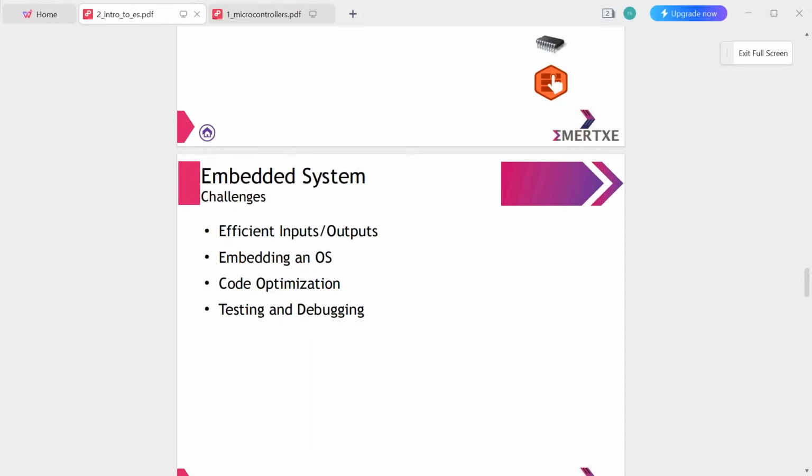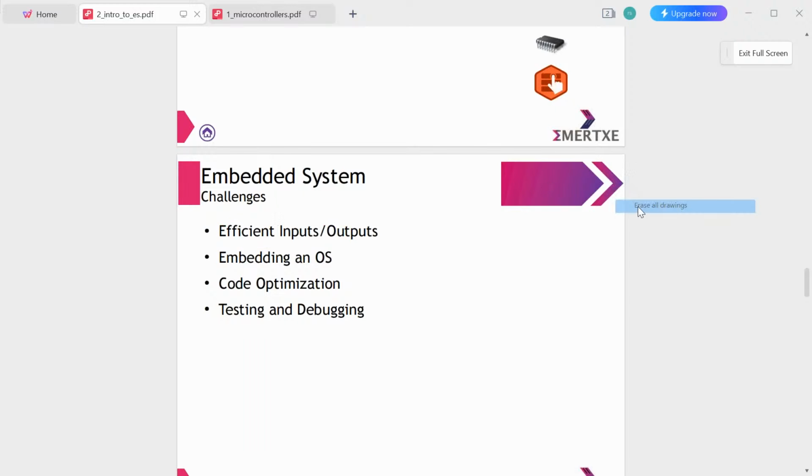Everybody? Okay. Next is about the few challenges we may face while designing an embedded system. So people, what are the challenges we may face? Actually, getting the efficiency might be challenging in case of an embedded system. I mean, for the given input, getting the correct output is challenging sometimes in case of an embedded system.